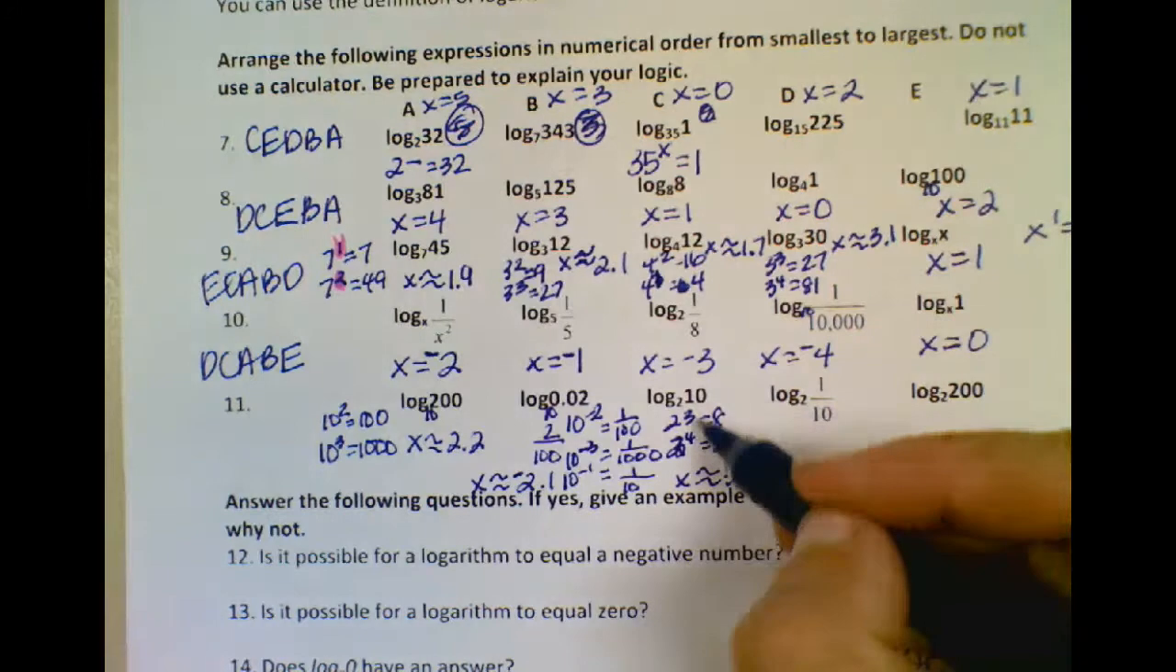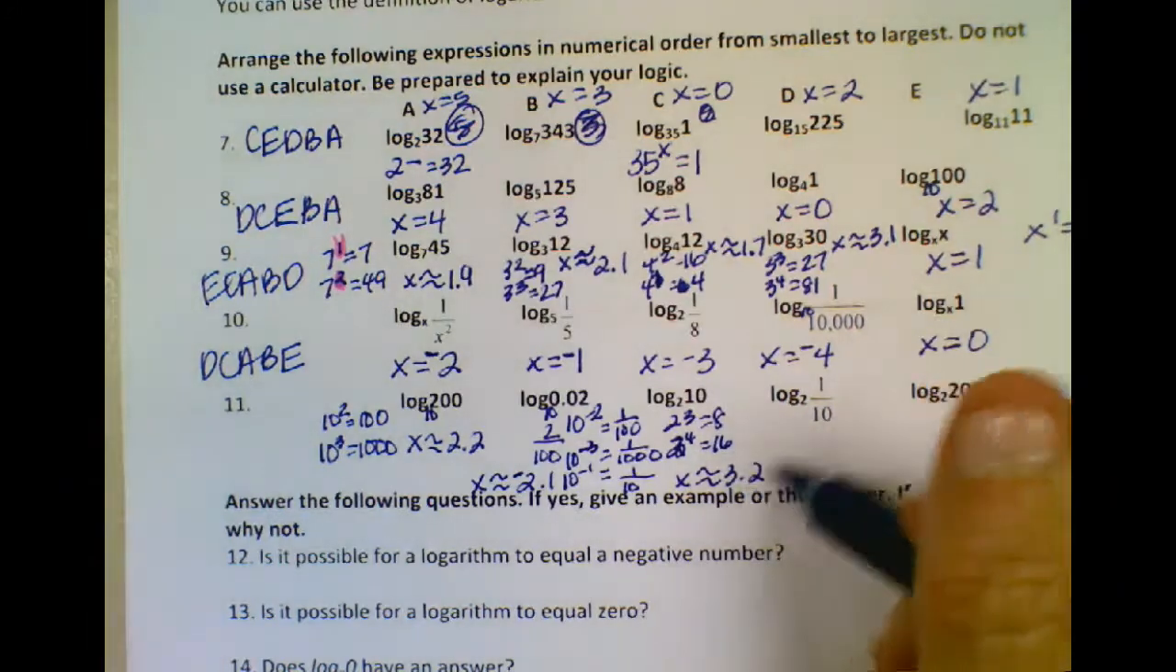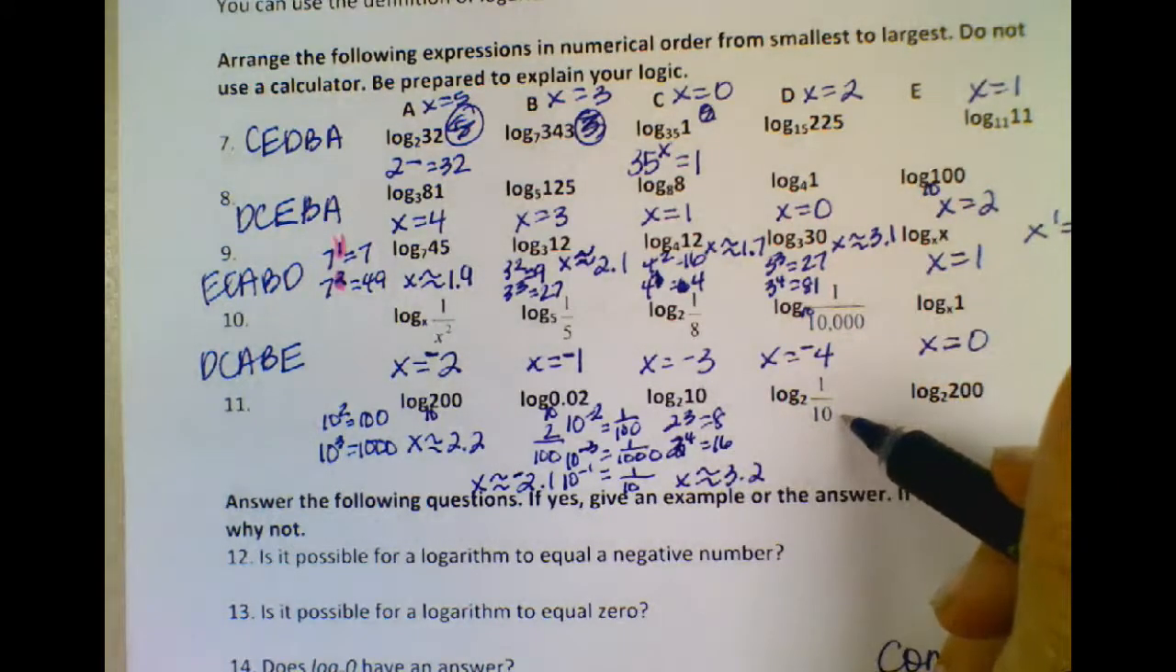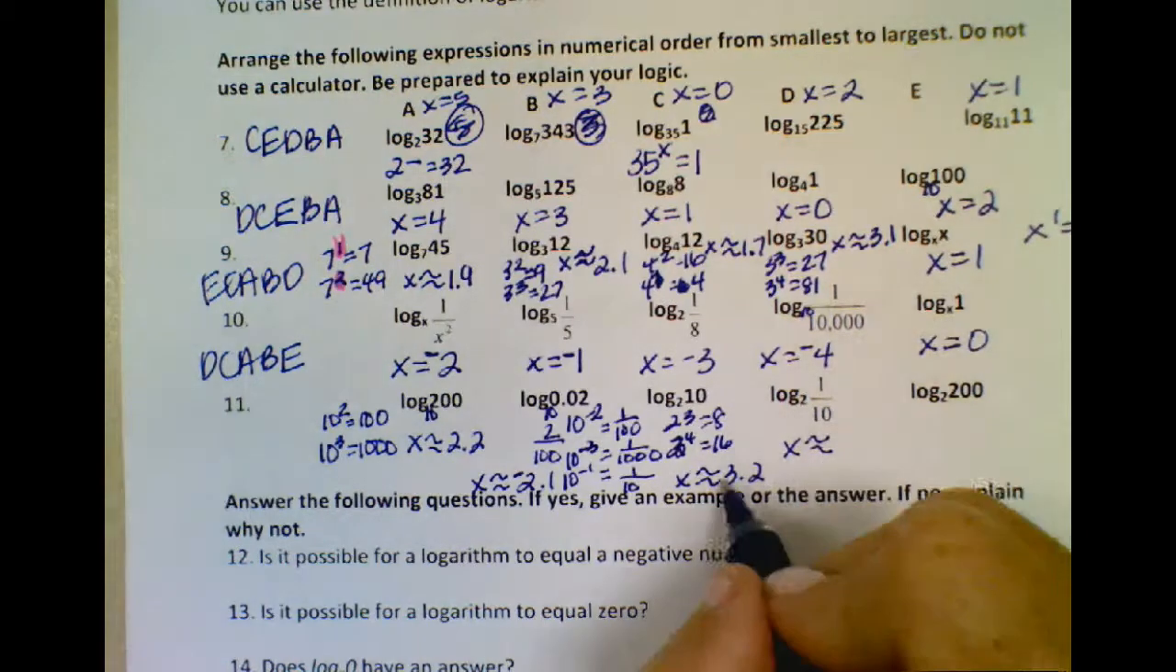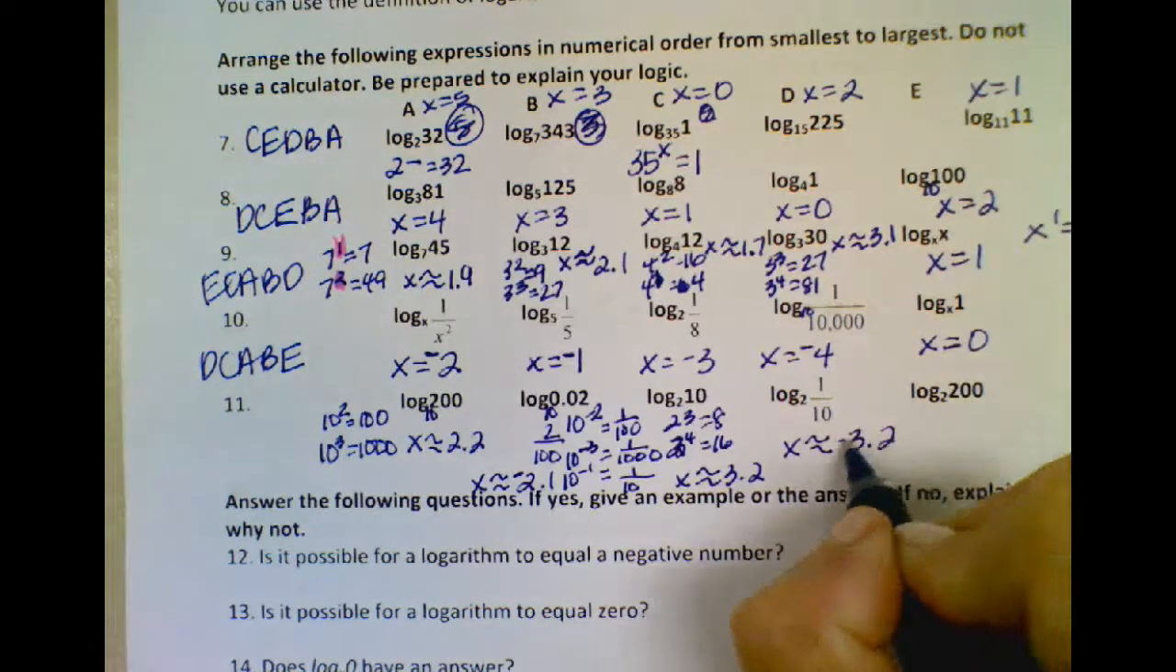Okay. This is going to be the reverse of that. I can use this same estimate right here for log base 2 of 1/10. The only difference is going to be that instead of positive, it's going to be negative. That's the only difference.